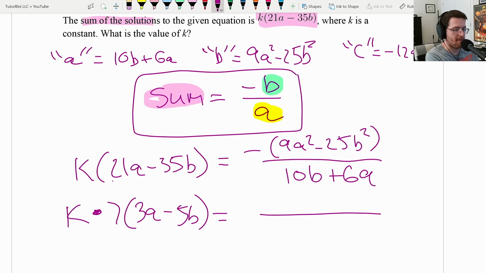We're going to pull out a greatest common factor of 2. I think that's all they have, right? So 5B plus 3A. And then the minus sign.